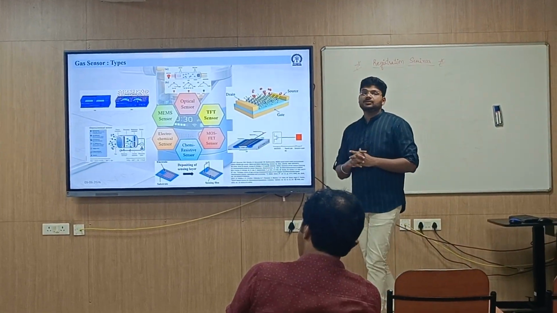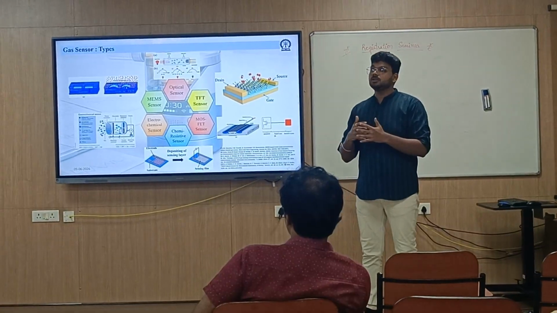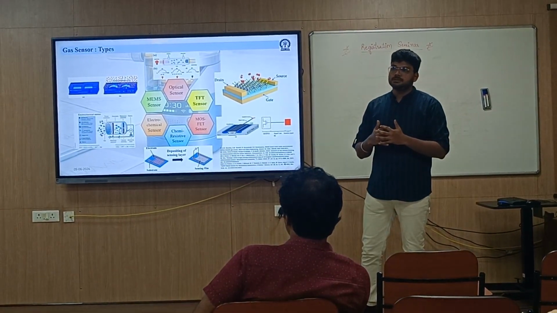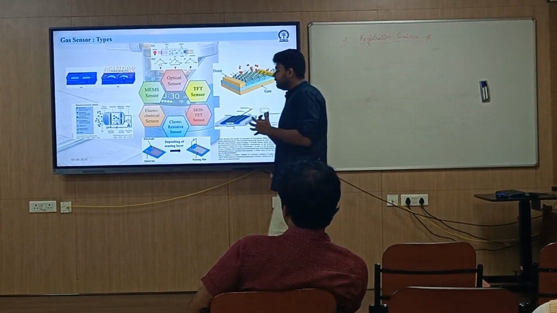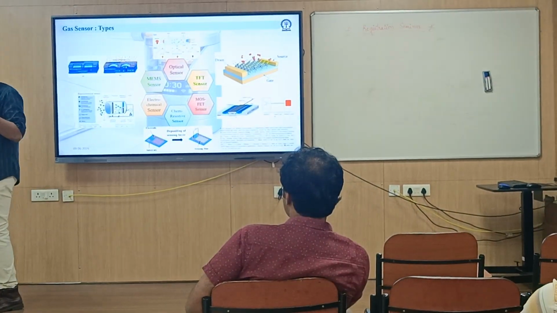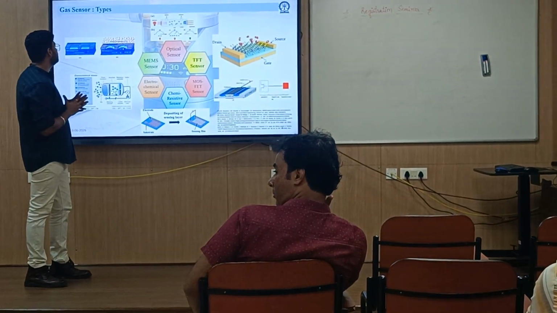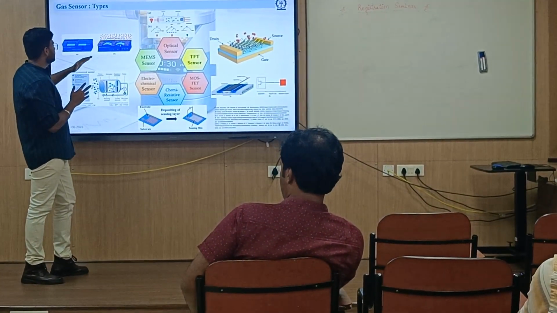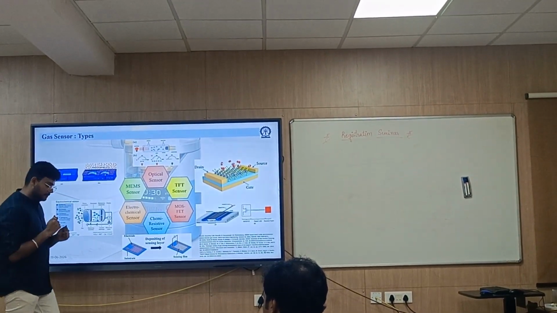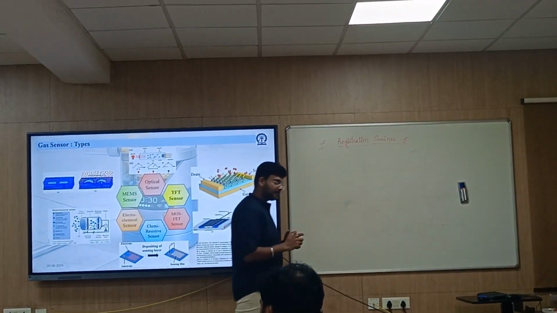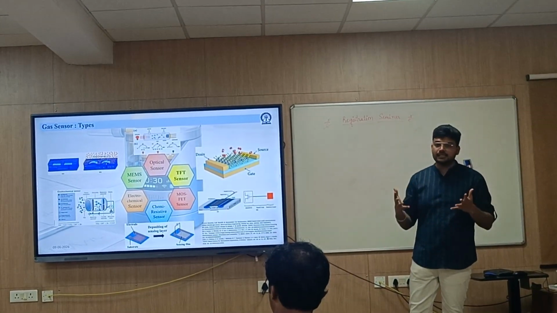So optical is bulky, big, but accurate. It's difficult to make compatible with CMOS technology. That's why I have chosen the TFT based sensor. Most of the sensors are not compatible with CMOS fabrication technology. And the second problem is the high area footprint.